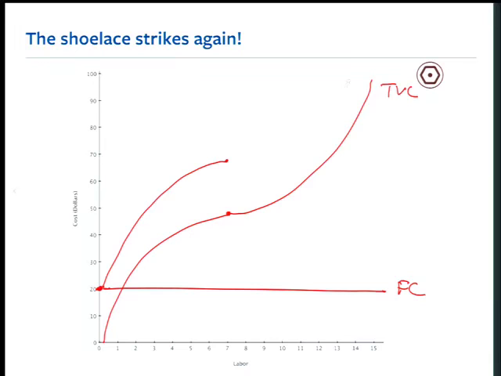Now, I know one more point. Pick any point that is $20 above the total variable cost curve and fit a U-shaped thing through here. So this is going to be total cost. Somewhat beautiful, not fully beautiful.